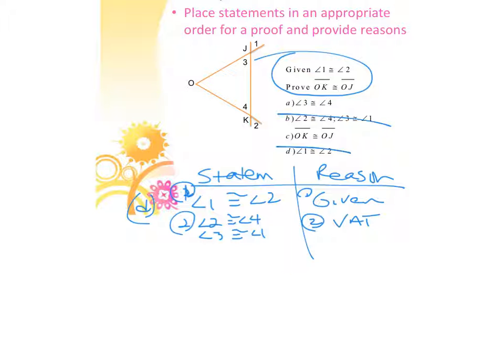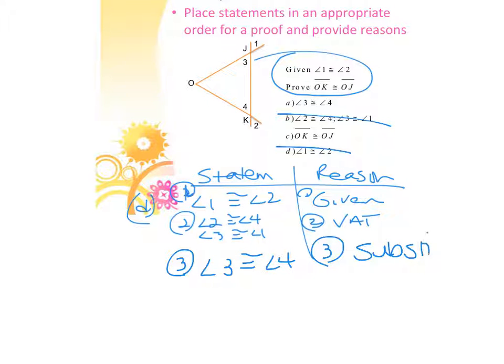So we know our next statement is going to be A, which is 3 is congruent to 4. What's going to be our reason on this one? Now, it's going to be substitution, and when we do substitution, we can do it in 1 step. If you wanted to do transitive, you would have had to do it in 2 steps. So this reason is going to be substitution.